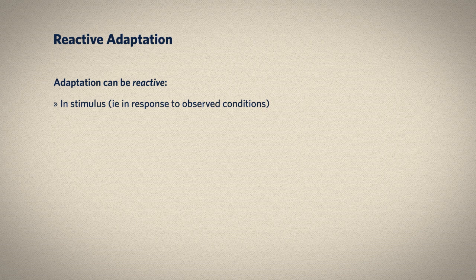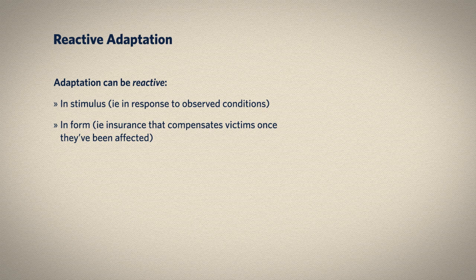Adaptation that is reactive in form refers to actions that don't actually prevent the impact from occurring, but help us recover after. Insurance is a really good example of adaptation that is reactive in form because it helps compensate victims of climate change impacts, but doesn't protect them physically.